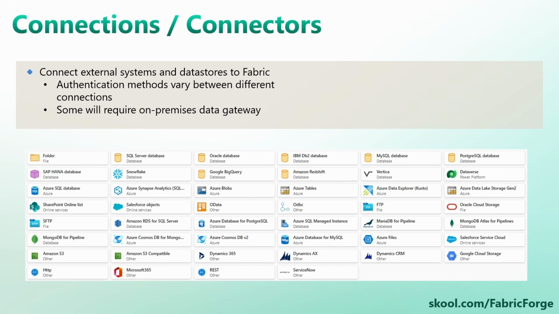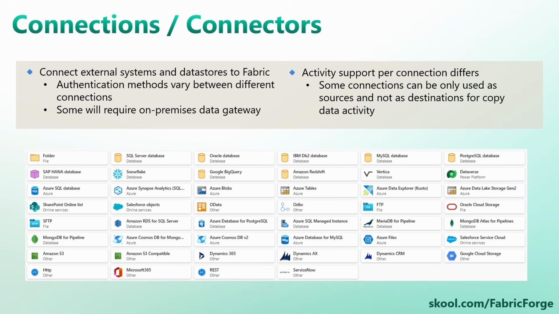Also, some of the connections will require an on-premises data gateway that acts as a bridge between Fabric and those external systems. A good thing to point out is that not all the same activities are supported for each connection. For example, some connections can only be used as a source, and you can only copy data from them to Fabric, but not the other way around. Other activity support also varies quite a bit. For example, some external database connections support running stored procedures using stored procedure activity and some do not.